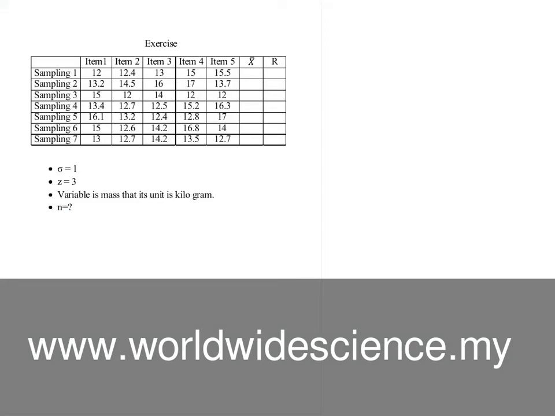So in sampling 1, how much is the maximum value in sampling 1? Please tell me. Very good. Yes. Range in sampling 1 is 3.5 because the maximum number is 15.5 and the minimum value in sampling 1 is 12. 15.5 minus 12 gives you the range.